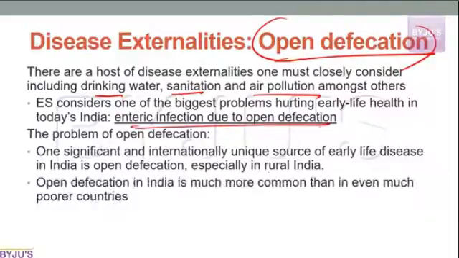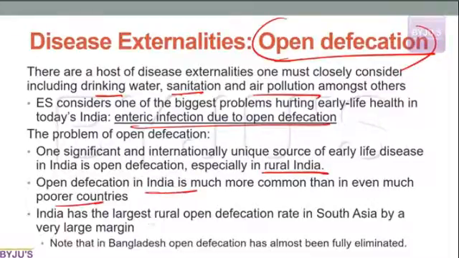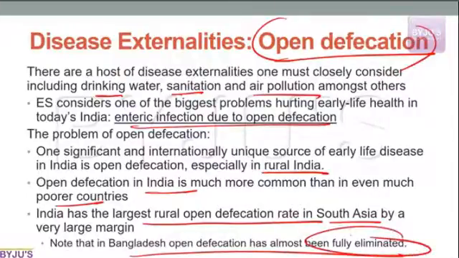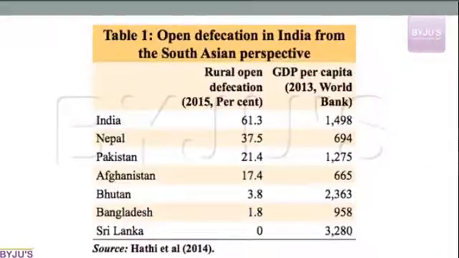So enteric infection due to open defecation is the biggest problem in India, especially in rural India. Now in India it's much more common than even in other poorer countries. India has the largest rural open defecation rate in South Asia. Even in Bangladesh, for example, it's completely eliminated. See, if it's possible in Bangladesh, why not in India? These are the questions that are being raised. So this is just a comparison.